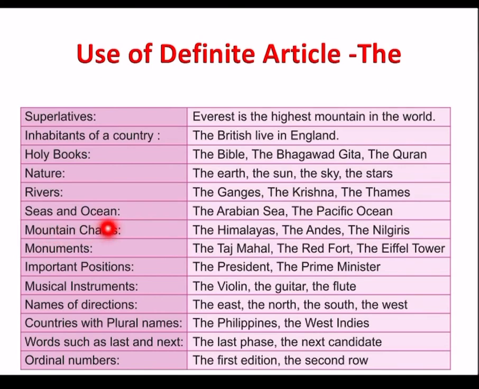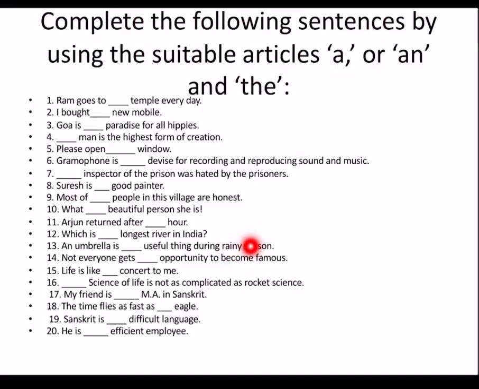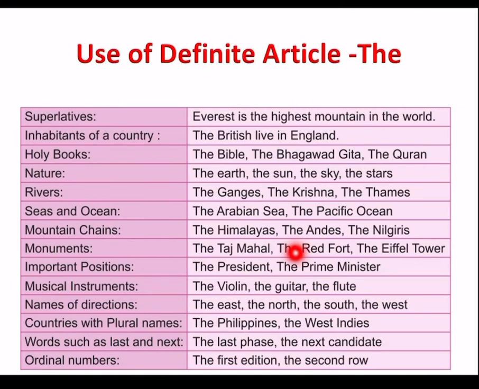When you are talking about seas and oceans, the Arabian Sea, the Pacific Ocean, the Mediterranean Sea, etc., remember these are important, so we use the in front of it. When we are talking about mountain chains, the Himalayas, the Andes, the Nilgiris, the Mount Everest, etc., we use the in front of it. When we are talking about monuments, the Taj Mahal, the Red Fort, the Eiffel Tower, the Statue of Liberty, remember we have to use the in front of it.